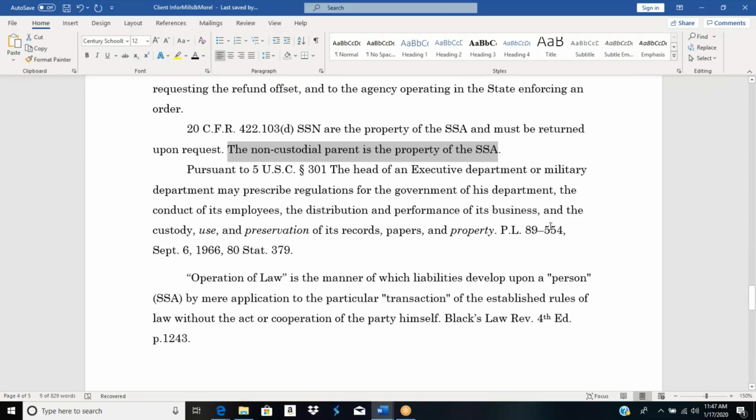Now, 5 U.S.C. 301, the head of an executive department or military department may prescribe regulations for the government of his department. That would be Richard Mullins, the commissioner of the Social Security Administration. The conduct of its employees, the distribution and performance of its business, and the custody, use, and preservation of its records, papers, and what? Its property. The Social Security Administration by law is required to pay that lien.